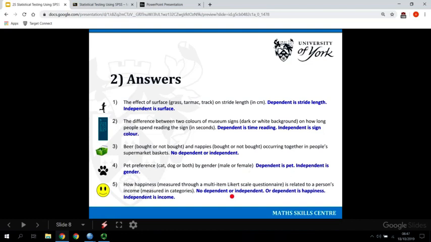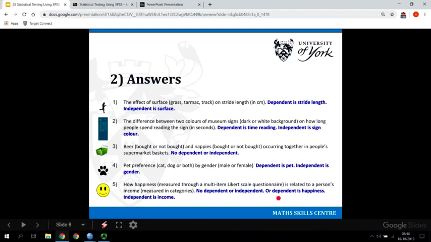And then number 5, you might have had some difficulty with, and that's absolutely fine. Because number 5 can be thought of in 2 different ways, depending on what your research question is and what your hypothesis is, which emphasizes why it's important to pin down that hypothesis at the start. So we can think of how happiness is related to a person's income as being no cause and effect. So we can think of it as we just want to see if there's an association, and we're not hypothesizing that one affects the other. In that case, we wouldn't have a dependent or independent. So it's fine if you got that answer.